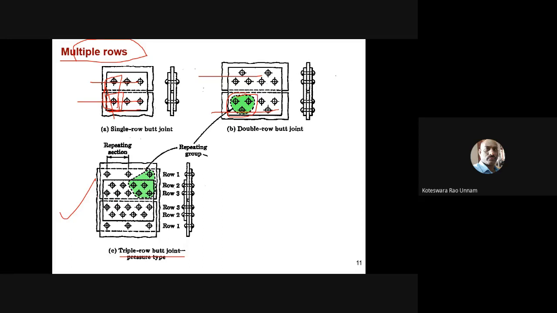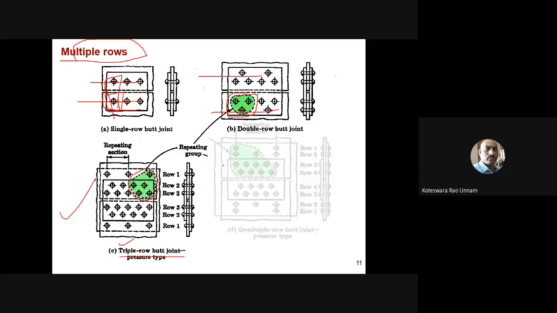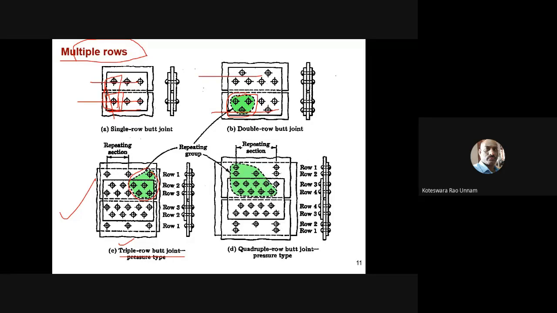So this is a triple riveted triple row butt joint. In this case also we need to consider the repeating group to design the joint or to find the efficiency of the joint. Then here this is a quadruple row butt joint. That means there are 4 rows in the joint: first row, second row, third row, fourth row. So you can observe that here.